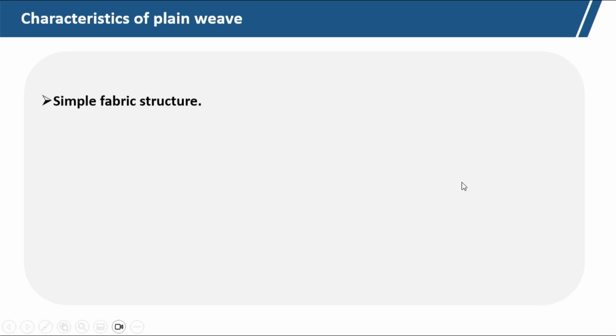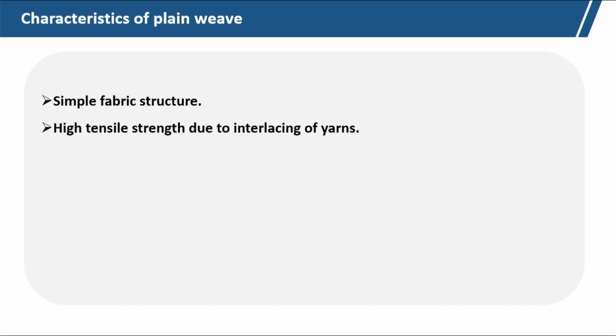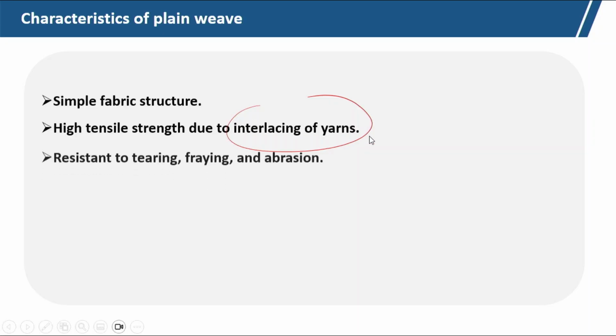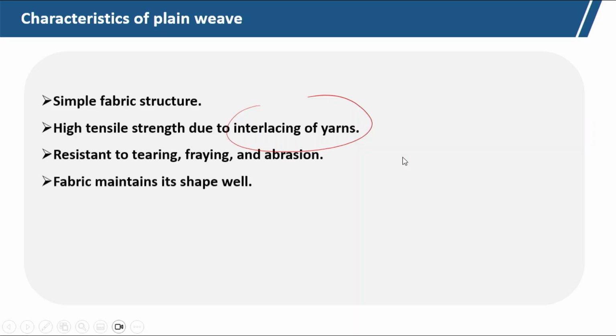It has the simplest woven structure, high tensile strength due to maximum interlacing of yarn. So, here interlacement is maximum in case of plain weave. Resisting tear, fraying and abrasion. Fabrics maintain their shape as well. Flat and uniform fabric surface.